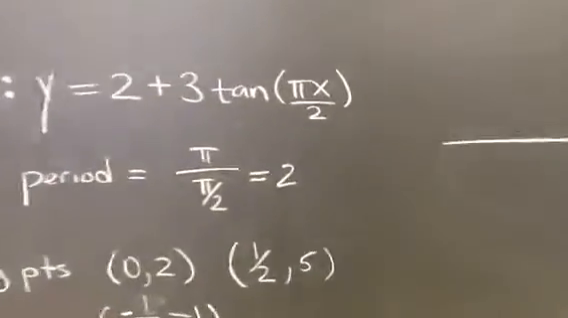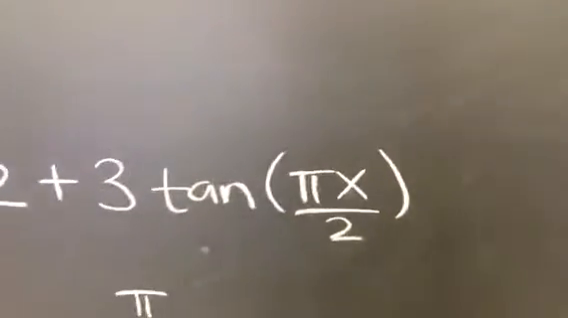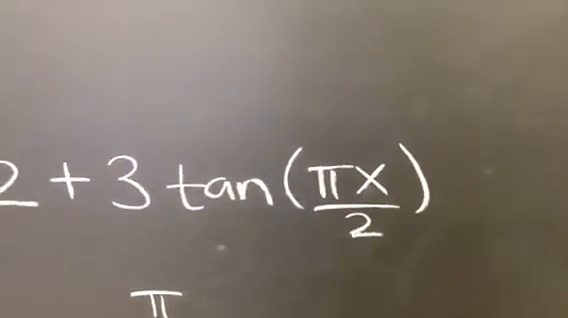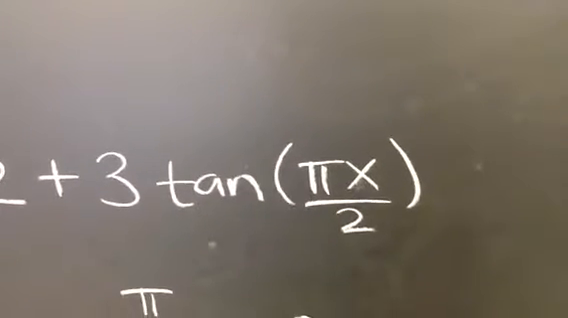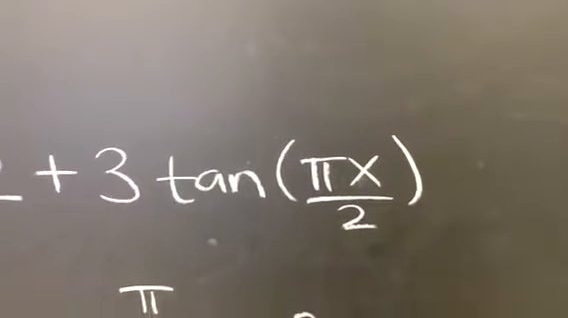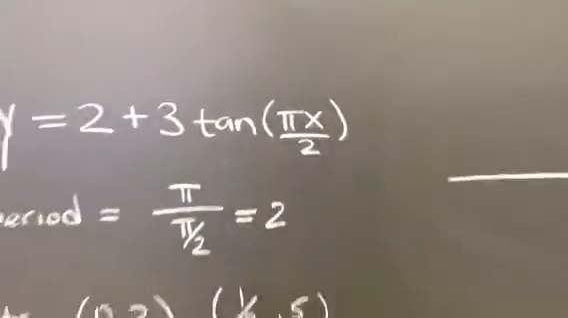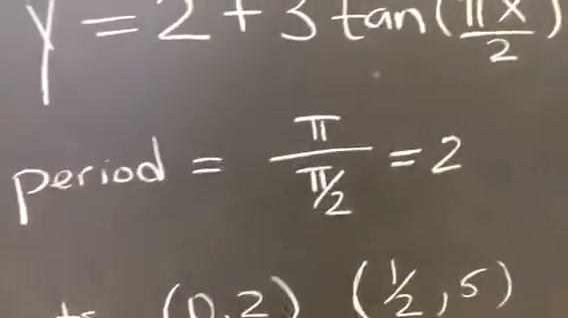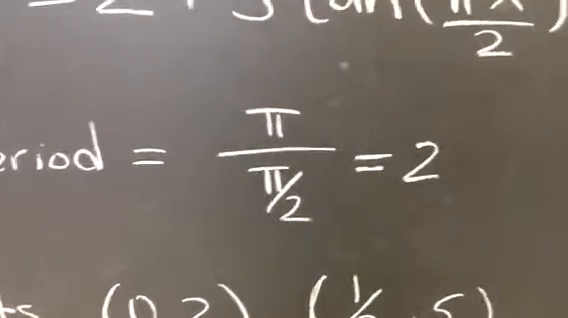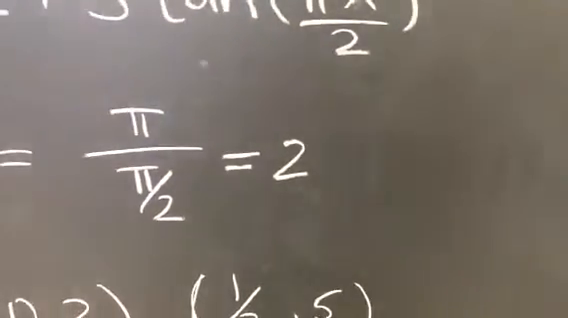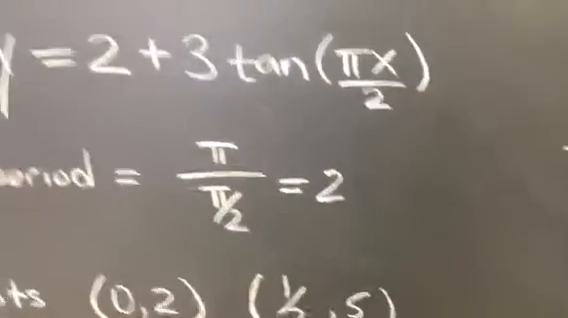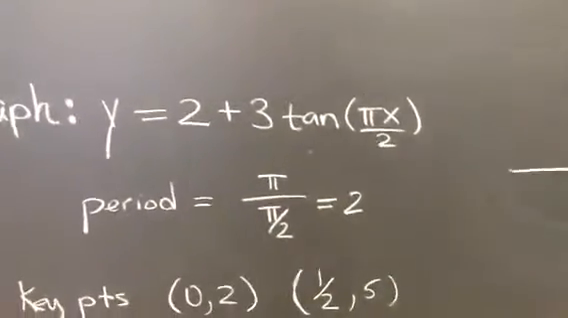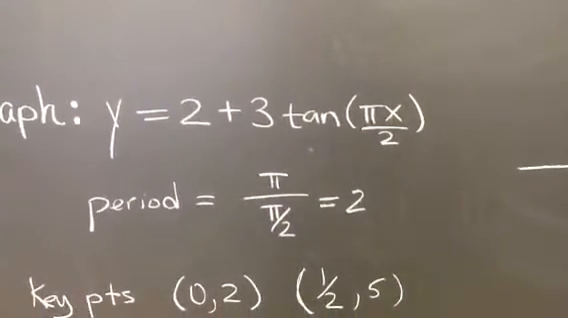So notice inside the tangent is pi over 2 times x. And this means the b value is pi over 2. So to calculate the new period, I have to take pi and divide it by pi over 2, and I get the whole number 2, which is an integer. So every 2 values is when the wave repeats.